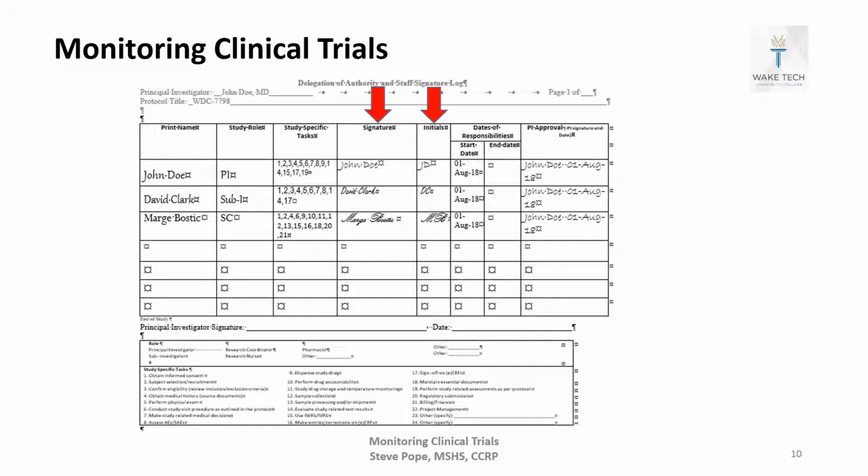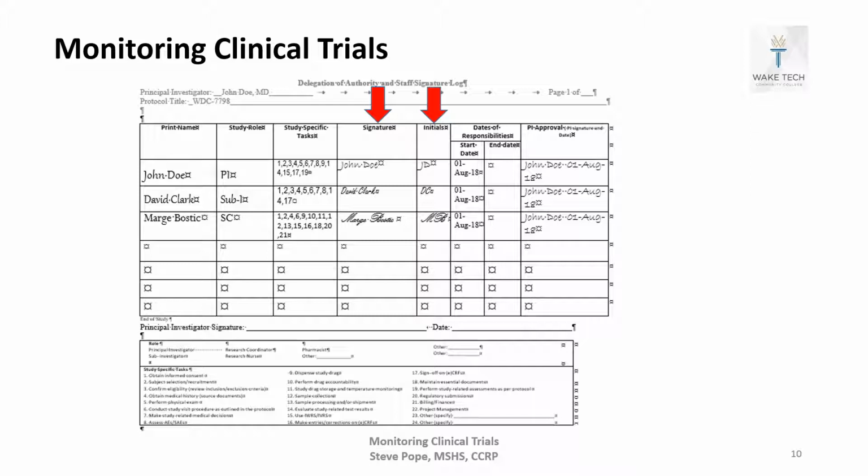For example, if you've got a coordinator, in the example we have here, Marge Bostic, Marge may be out there performing certain tasks, say taking vital signs or drawing lab draws, things like that. And so Marge is going to indicate that she did those things, and we need to be able to verify that her signature and initials matches what's on the delegation log, so that we are confident that she's the one who did that.